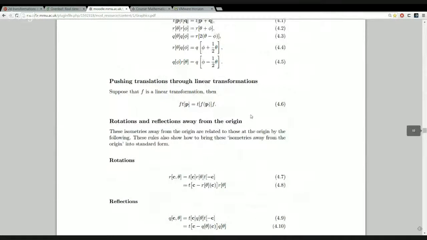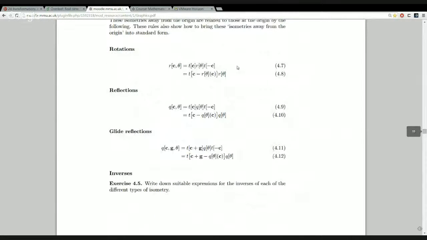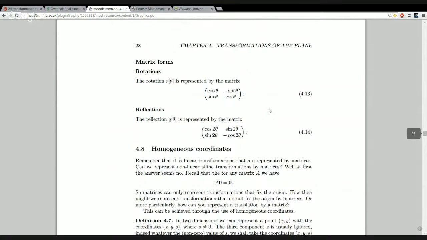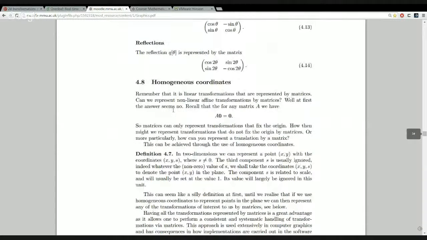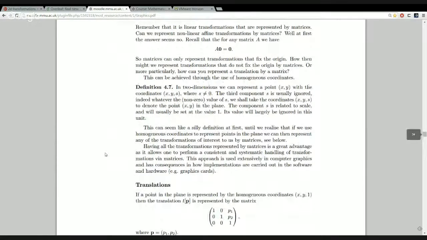And there are equations in these pages towards the end that take the three general types, rotation, reflection, and glide reflection, and show you how to get them into standard form of translation after linear operation. And then we started doing some exercises. We also I'll revise homogeneous coordinates when we get to the MATLAB part.